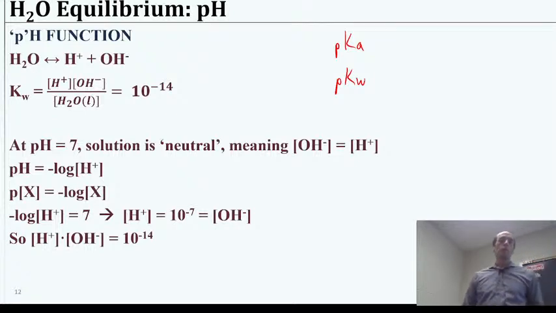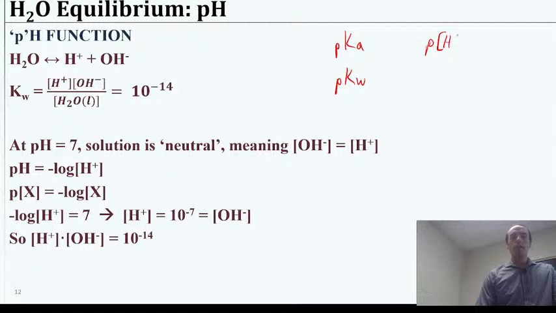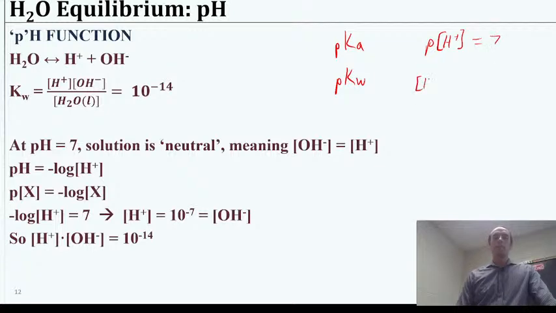Okay, so when we take P of H, really what we're saying is P of bracket H, the molar concentration of H. And so if we say that is 7, then that means H plus will equal 10 to the minus 7. Right? It's just that mathematical term. And if we reverse, so if the P is a negative log, 7 would be equal to negative log of H plus.